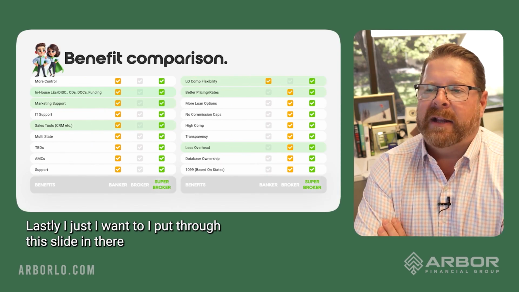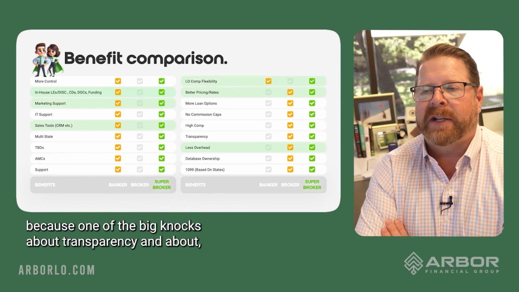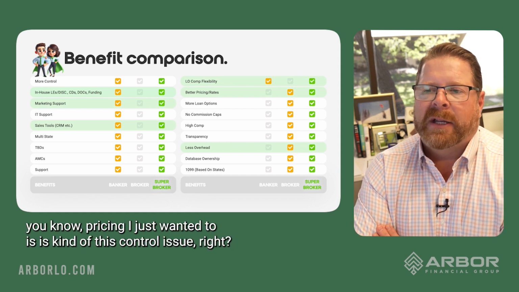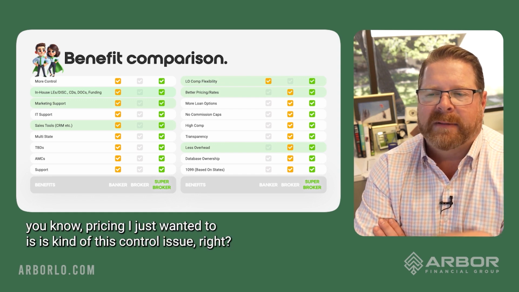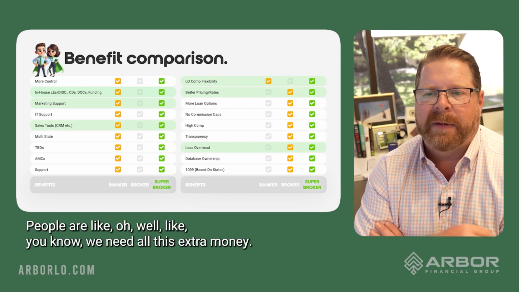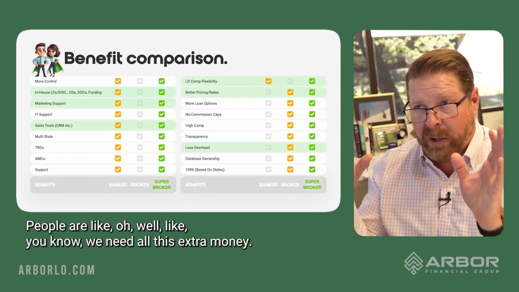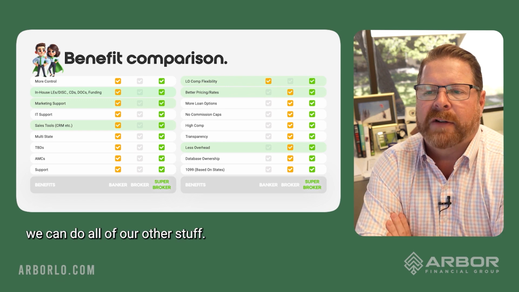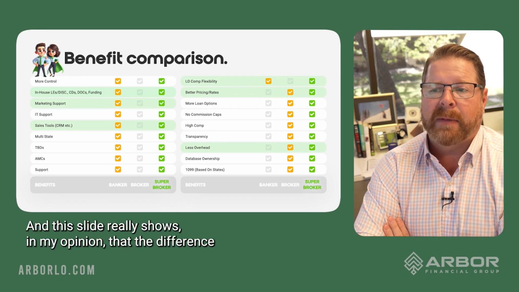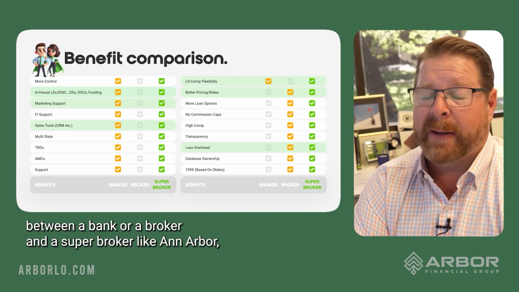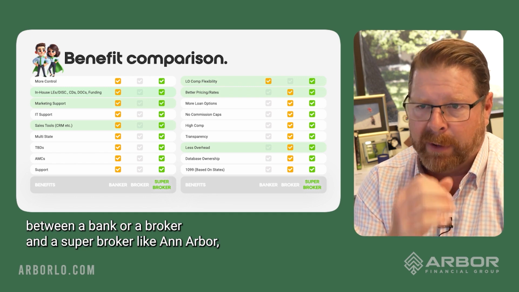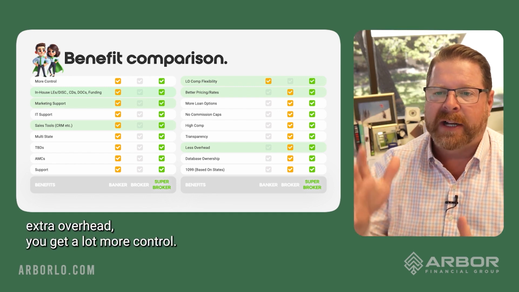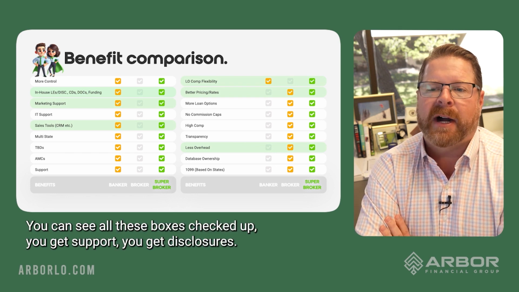Lastly, I put this slide in there because one of the big knocks about transparency and pricing is this control issue, right? People are like, oh, well, we need all this extra money. That's all the control we get because we can do our docs, we can do all of our other stuff. And this slide really shows, in my opinion, the difference between a banker, a broker, and a super broker like Arbor. So, it is true that when you have all that extra overhead, you get a lot more control. You can see all these boxes checked.